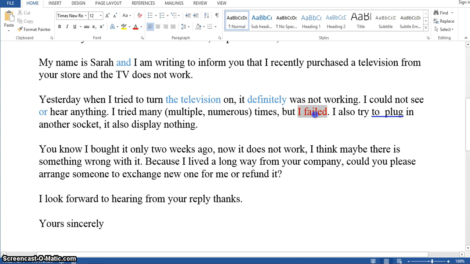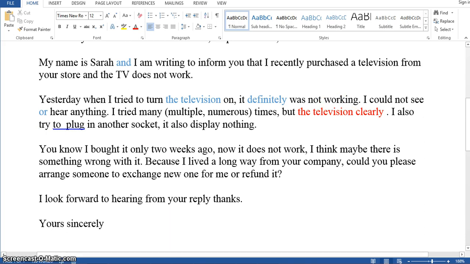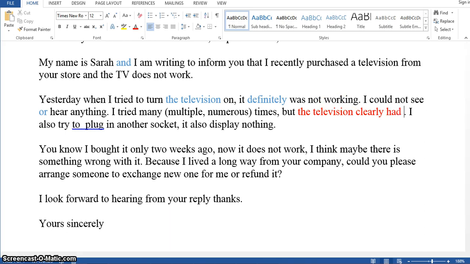But the television. Now, once again, I want to emphasize, I want to make this very, very strong. But the television clearly was not working, had a problem, was damaged. Now, I've already said was not working, so the television clearly had a problem.